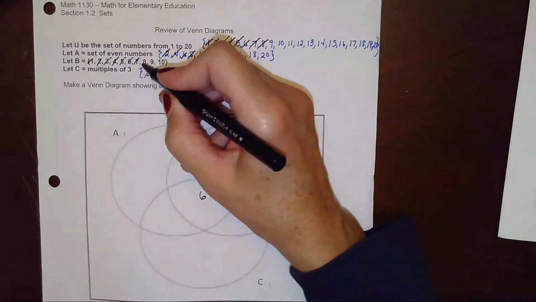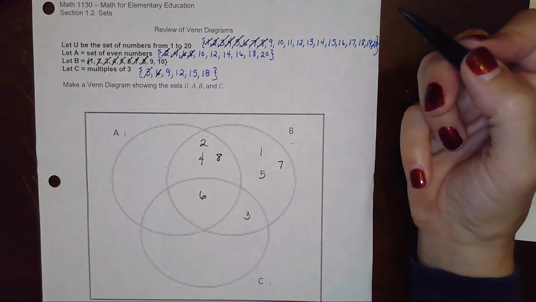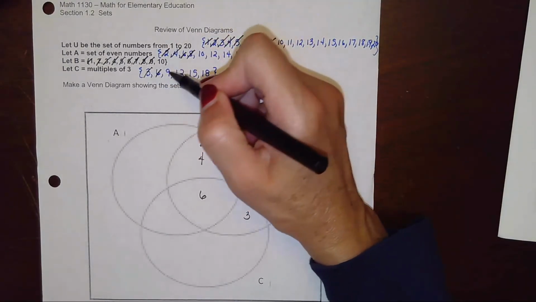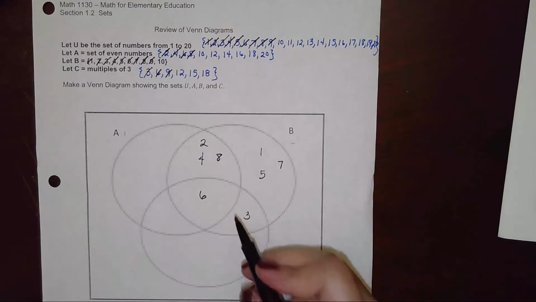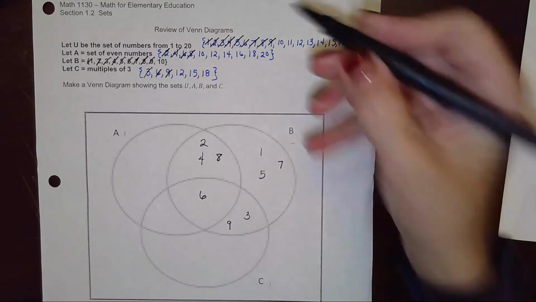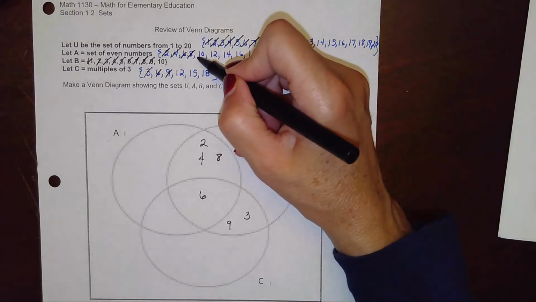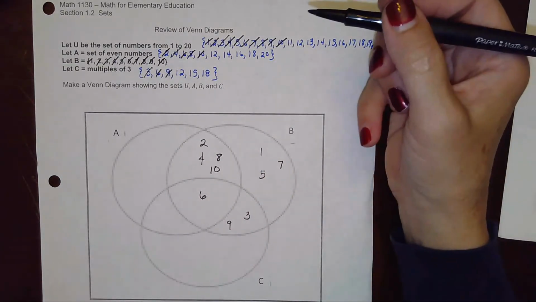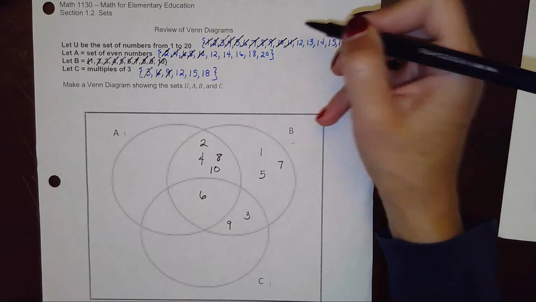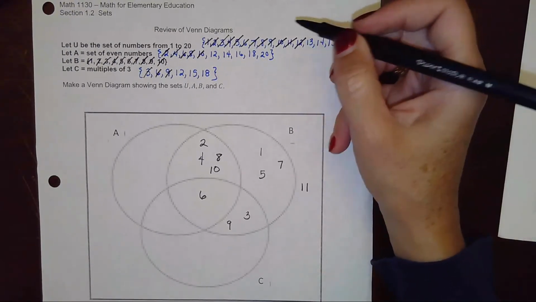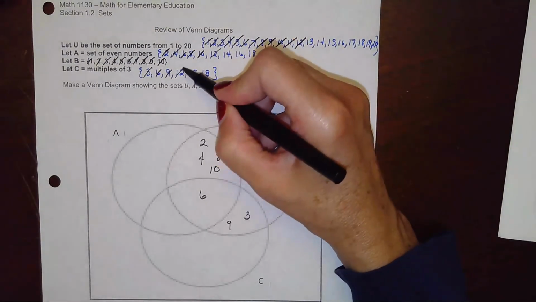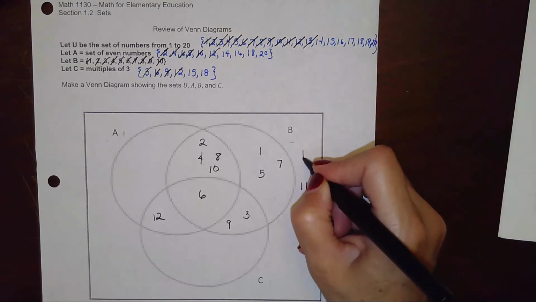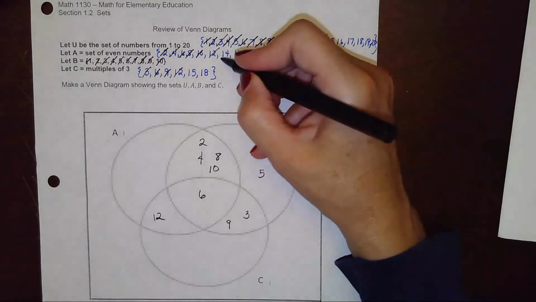8 looks like it's A and B, but not C. 9 is B and C, but not A. 10 looks like it's A and B, but not C. Let's see, 11 looks like it goes on the outside. 12 would be A and C, but not B. 13 goes on the outside. 14 would just be A.